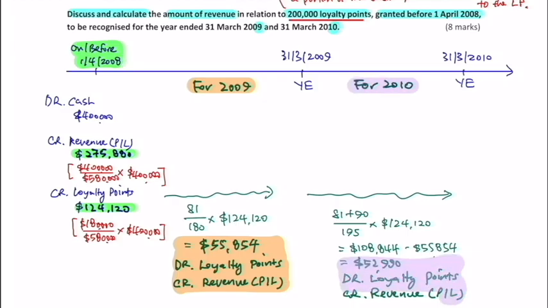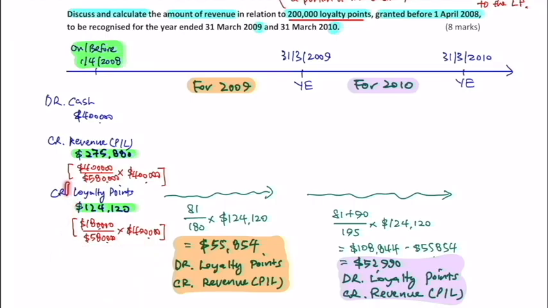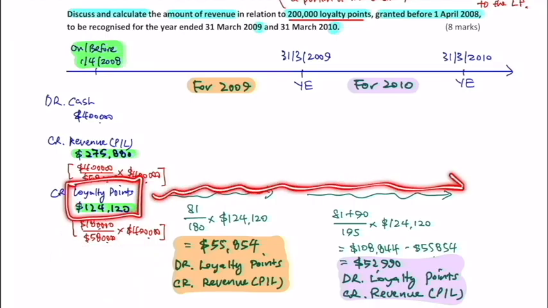First step, we must allocate the $400,000 to the sales of goods and the contract liability. Sometimes we call this a deferred income, unearned income, or we can call this a contract liability. This amount will be recognized over the period based on the estimate. The first year, we recognize 55,854. In the year 2010, we recognize 52,990.